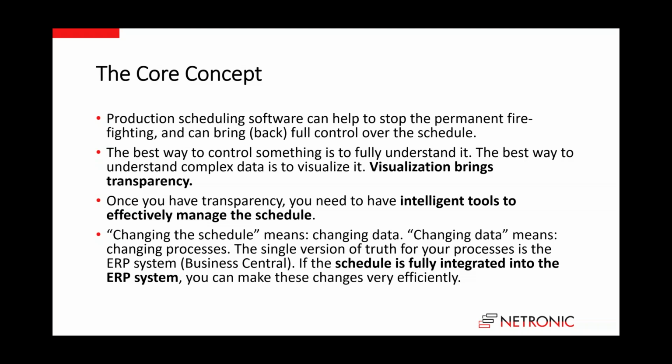And for them to change the schedule, we provide them with what we call intelligent tools to effectively manage the schedule. And so it is all about managing the schedule, and scheduling means changing data, and changing data means changing processes, changing data and processes in an ERP system, which should be the single version of truth for the customer's processes and data. And so we actually fully integrate the VAPS into Business Central, into the customer's ERP system, because we feel that this is the way to go to make customers work in the most efficient way.